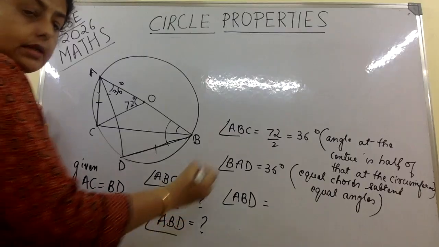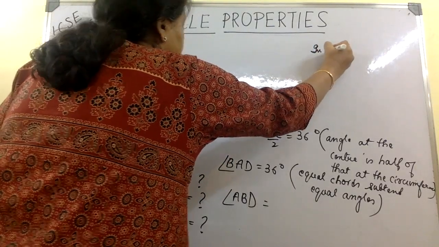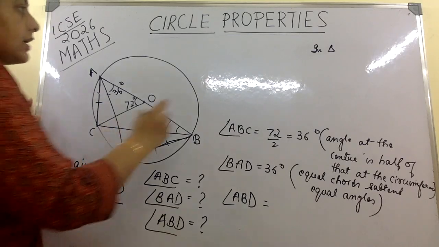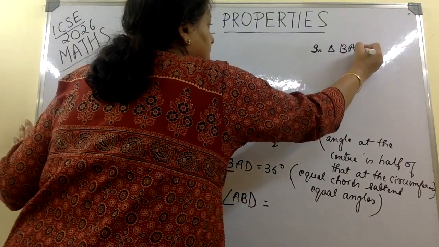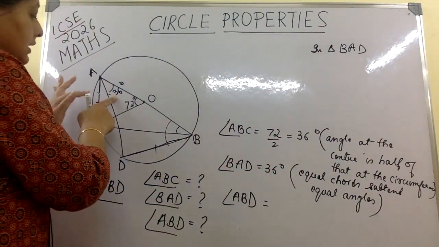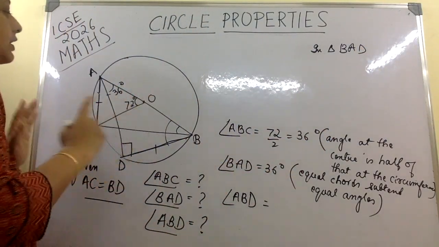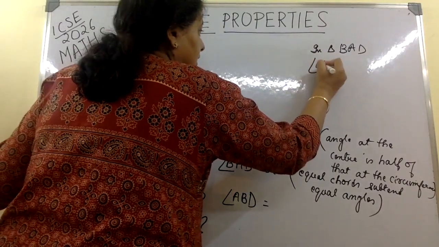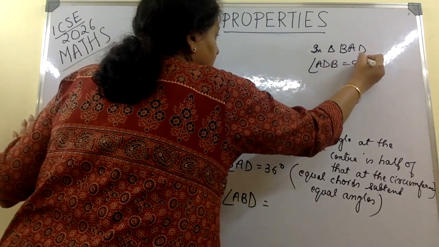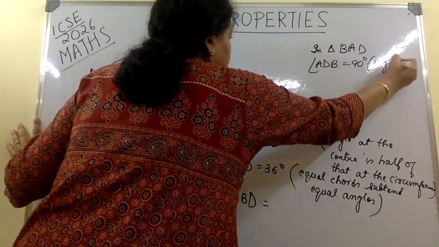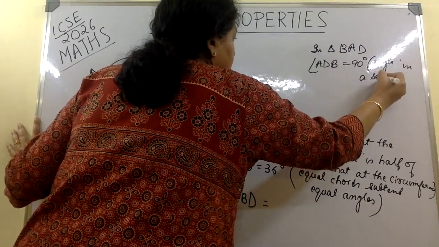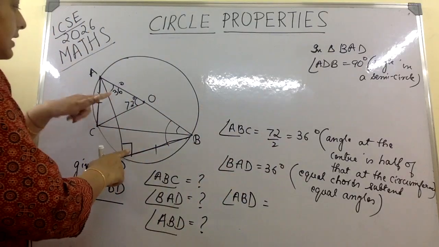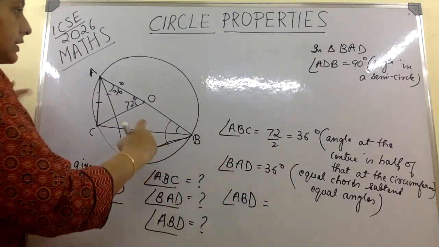So in triangle BAD, let's take angle BAD. In triangle BAD, one angle is 36 and this angle is 90, we can't forget it, because angle ADB is equal to 90 degrees, angle in a semicircle. See how many theorems we are using. So this angle is 90, here is 36, so we can easily find this.